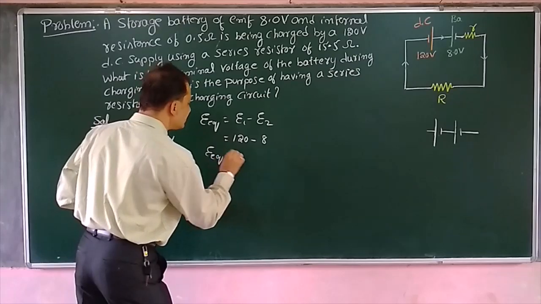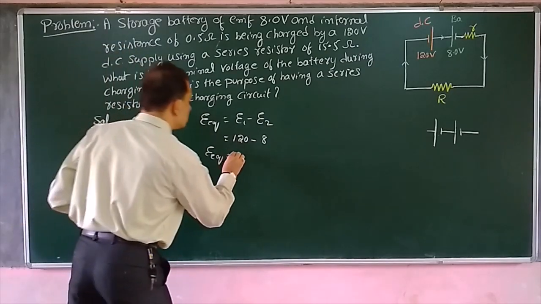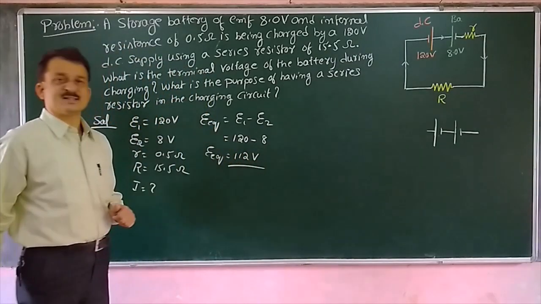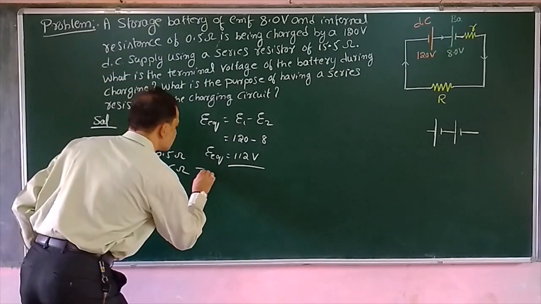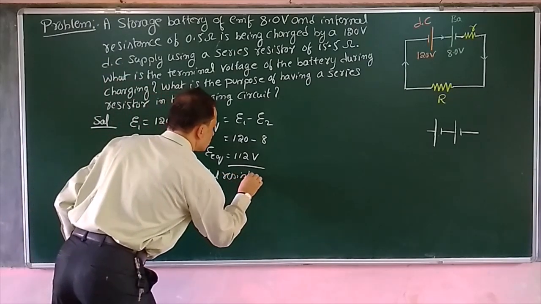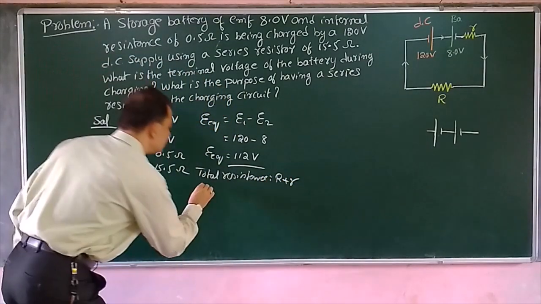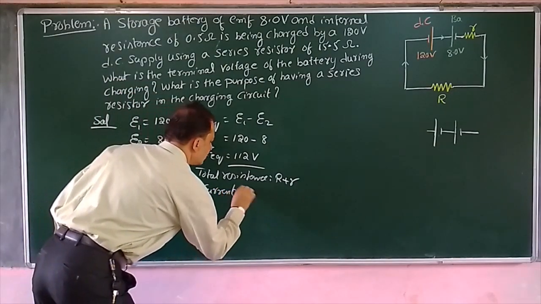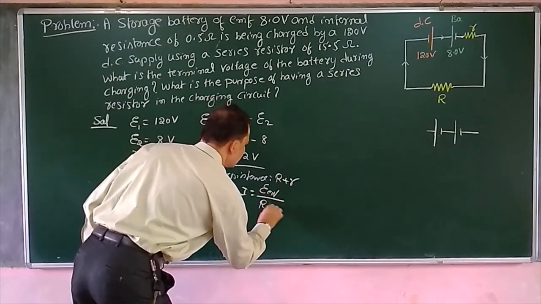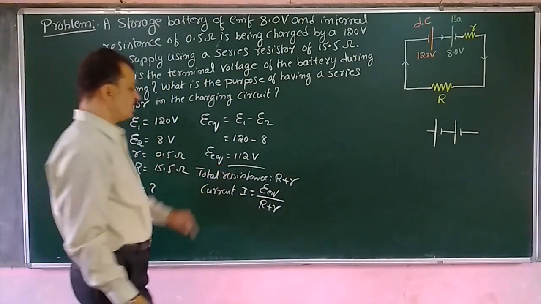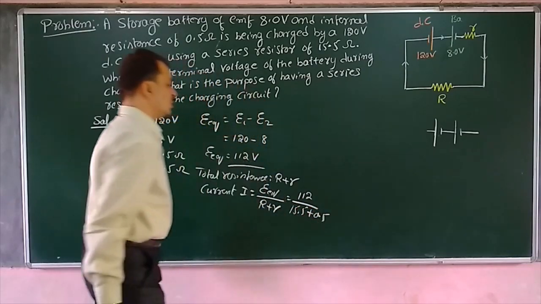Therefore equivalent EMF in the circuit when the charging starts is 112 volts. That is the equivalent EMF. Then what is the total resistance in the circuit? The total resistance is simply R plus r. Clear? Therefore what is the current? Current during charging, simple expression, current is equal to equivalent EMF divided by R plus r. Equivalent EMF is 112 divided by 15.5 plus 0.5.